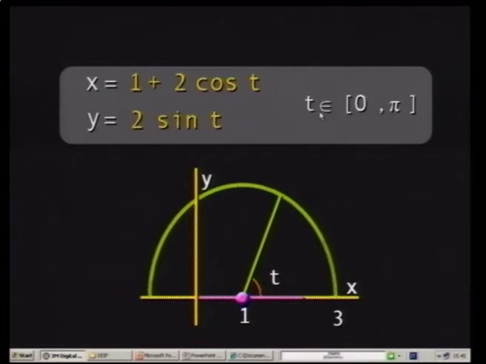So here, what range does t lie in? Since t represents an angle, you see directly where x is. The value of x is equal to 1, which is this part, plus the projection of this radius. The projection of this radius is equal to 2, which is the radius, times the cosine of this angle, and you get the whole of x. As for y, the value of y is equal to 2 times the sine of this angle, and you get y. So here t lies from 0 to pi.